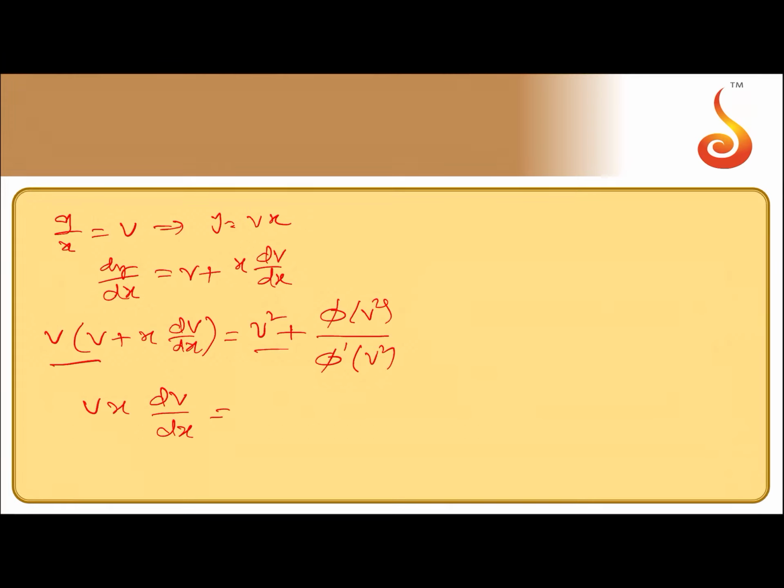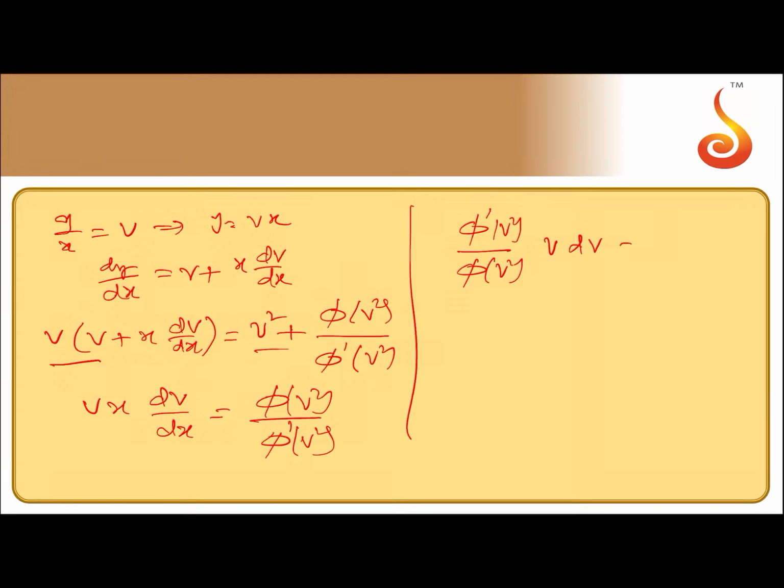Vx multiplied by dv by dx is equal to phi of v square divided by phi dash of v square. Why can't you bring the v variables to one side? V multiplied by phi dash of v square divided by phi of v square multiplied by v dv is equal to dx by x. Multiply by 2 on both sides.